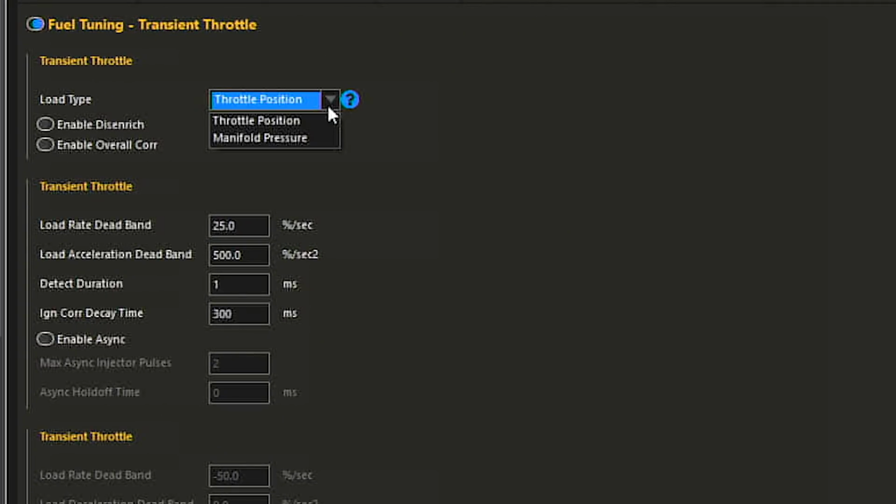The transient throttle load type lets the ECU know which sensor to look for to trigger the transient throttle fuel correction. Now, I know what you're thinking. This is a trick question. Don't we have to look at the throttle position for this? I mean, that's what it's called, the transient throttle correction, right? Well, normally yes, but sometimes no. There are situations where you have a throttle body that doesn't have a full sweep style throttle position sensor. So you only get two positions on the TPS, closed and open throttle, that's it. These throttle bodies are really common in early 90s fuel injection systems.